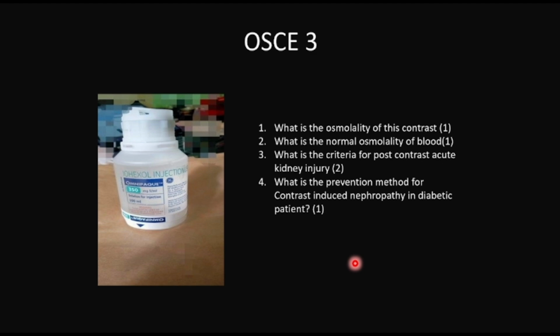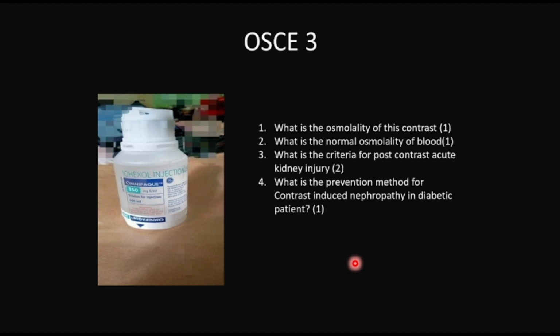This is the third OSCE. So here you can see an image of a contrast bottle, which we use on a day-to-day basis. So first question is, what is the osmolality of this contrast? What is the normal osmolality of blood? What is the criteria for post-contrast acute kidney injury? That is the criteria for diagnosing post-contrast acute kidney injury. What is the preventive method for contrast-induced nephropathy in a diabetic patient?